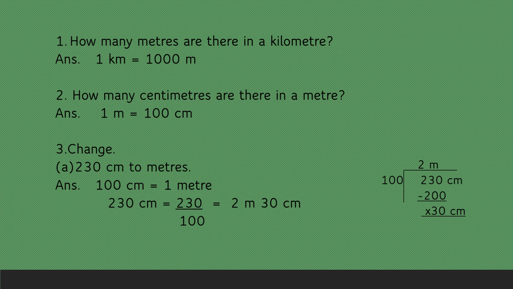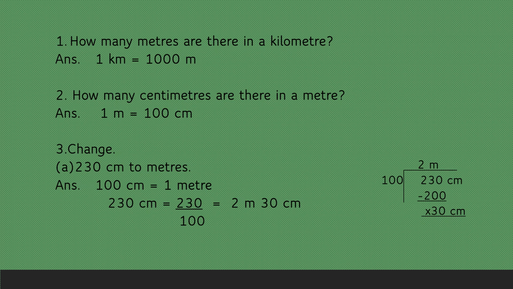230 centimeter divided by 100. Now divisor is also your 3-digit number and dividend is also your 3-digit number. Now read the table of 100. Now 100 2s are 200, 100 3s are 300. Now 300 will be bigger than 230 centimeter. So you will take 2 times. On the quotient you will write 2, and below you will write 200. Now 230 minus 200 will be 30 centimeter.